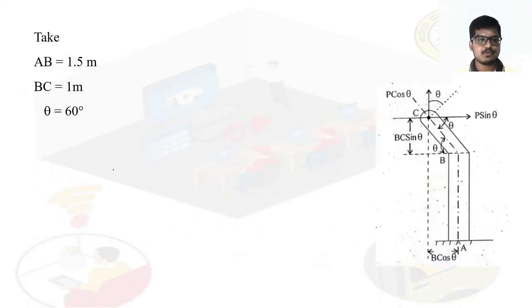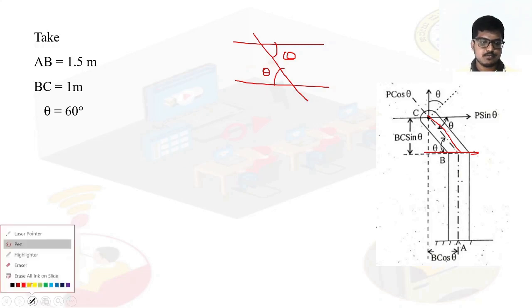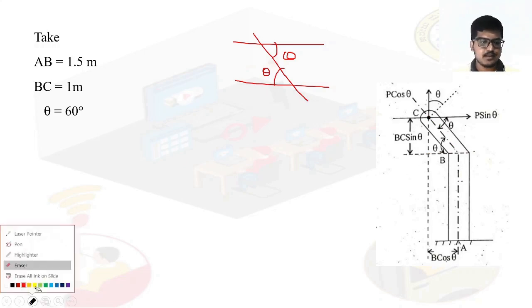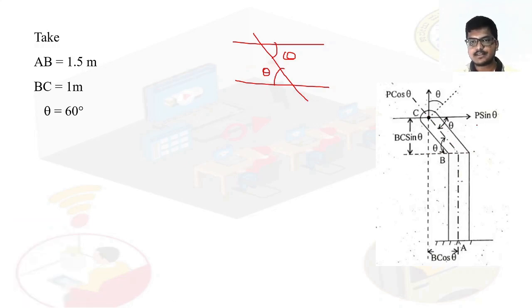Okay, so we will understand further. Take AB is equal to 1.5 meter, BC is equal to 1 meter, and theta is equal to 60 degree. If this is theta, this is also theta. Why? This is the property of alternate angles. So by the same property, here theta is this theta. Now this is P sin theta, and this is P cos theta, the angle is here.